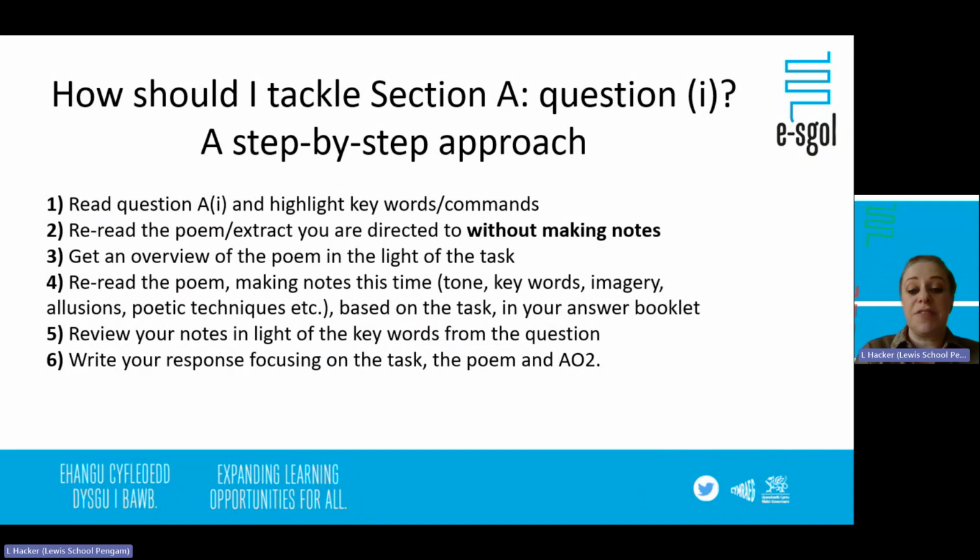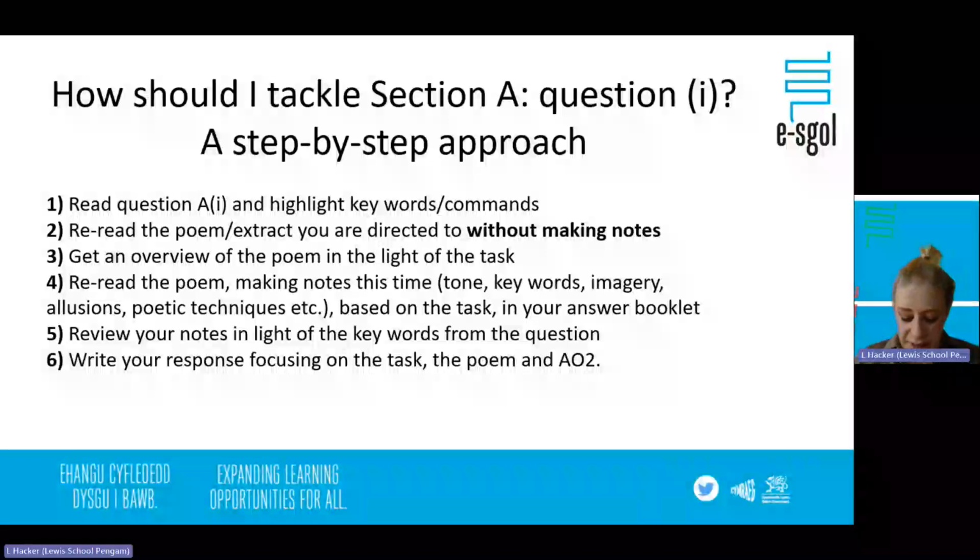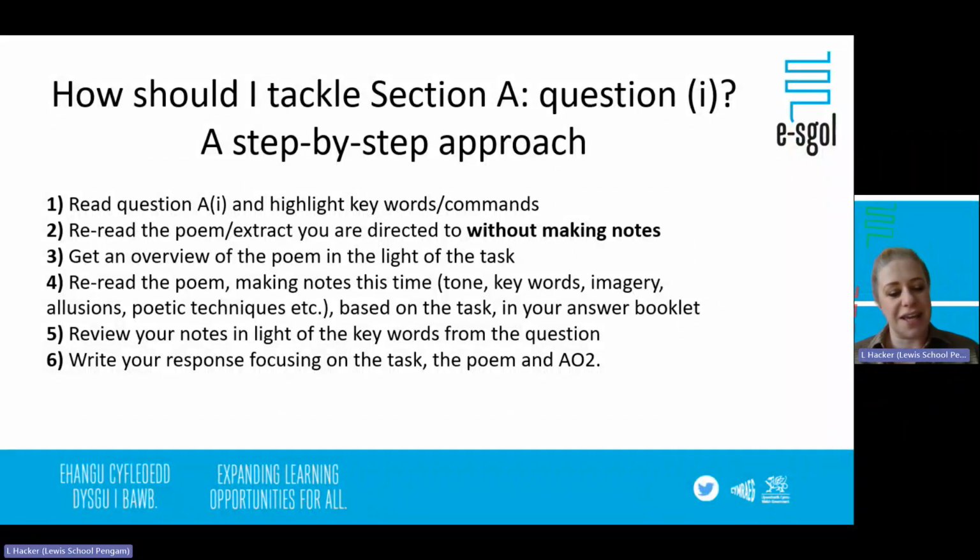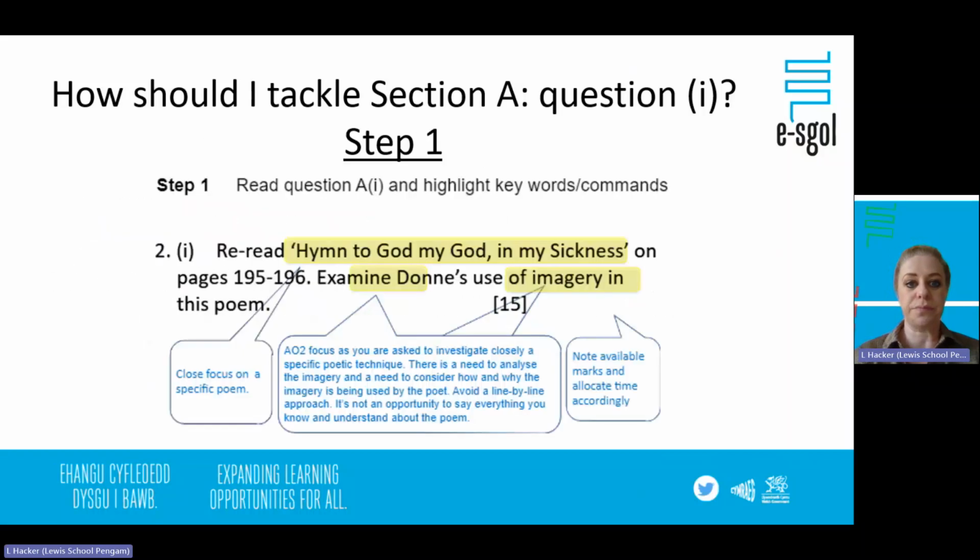Review your notes in light of the key words from the question. Okay, so have a little look at your notes and then revisit that question again. Make sure that you have kept focused on it throughout. And then finally, after you've done all of that, write your response. Okay, focusing on the task, the poem, and AO2. So let's have a look at it in action then.